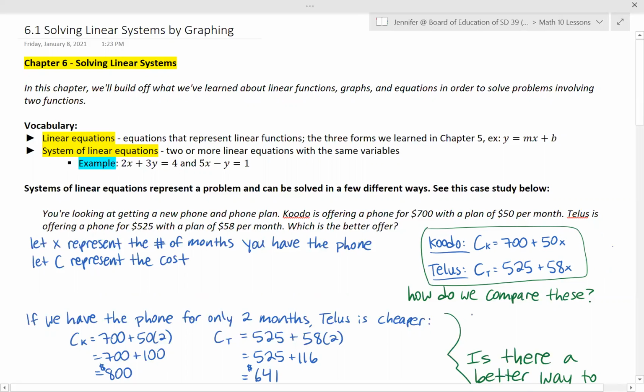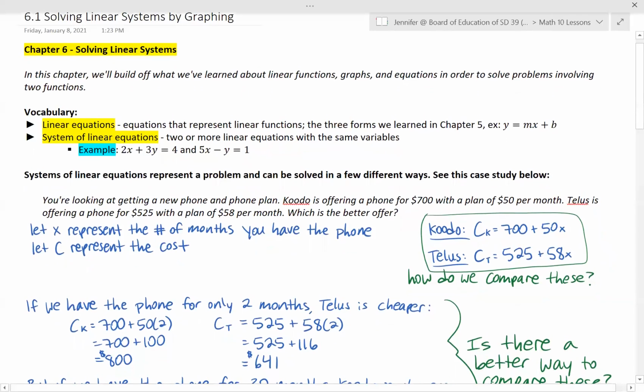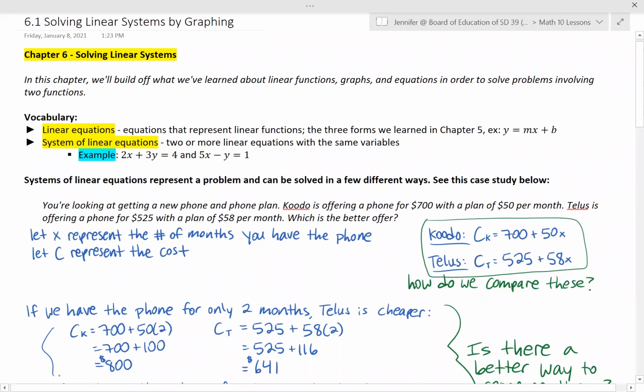But the question is, how do we compare these two equations? How do we actually know which one is the better offer or which one is cheaper? So we might look at a couple specific examples. Let's say you only have the phone for 2 months, a very short amount of time. In that case, TELUS is actually cheaper. I showed that here because I took each equation and replaced x with 2 because you have it for 2 months and solved. So for Kudo, you'd pay $700 right away and then 2 months at $50 each for a total of $800. But TELUS, with the same logic, you'd actually only pay $641 for those 2 months. So if you have it for a short amount of time, TELUS is cheaper.